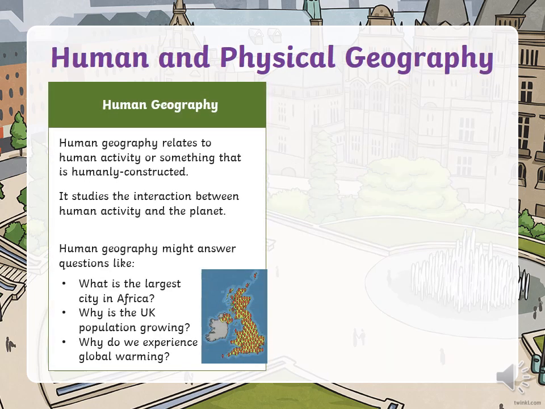So human geography relates to human activity or something that has been constructed or humanly constructed. So you think about towns and cities, and you might answer questions like, what's the largest city in Africa, or why is the UK population growing, or why do we experience things like global warming? Now, global warming is an interesting one because that's something that naturally occurs, but is also something that humans have influenced through our actions and our pollution and things like that.